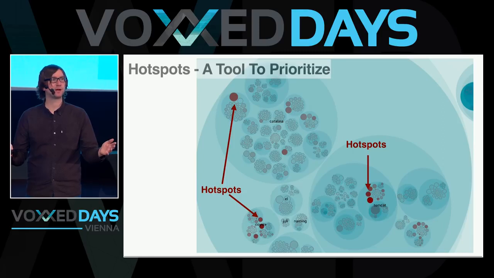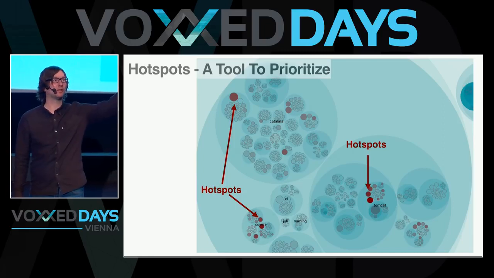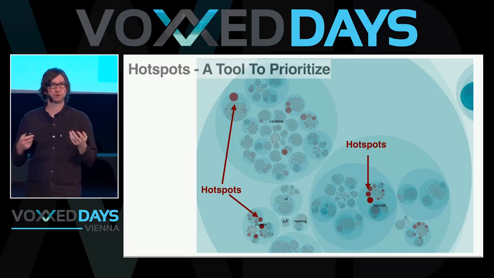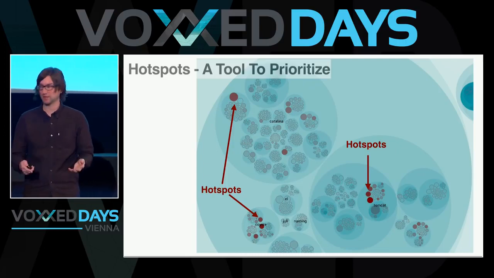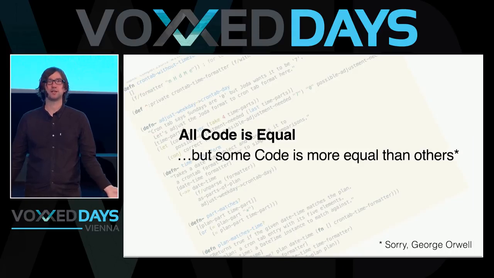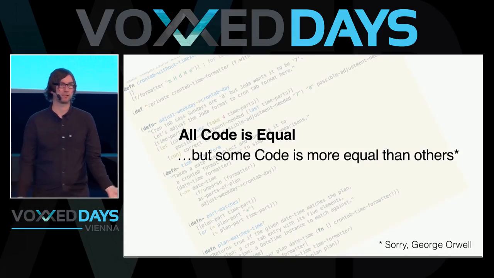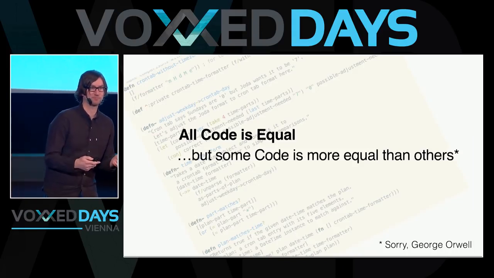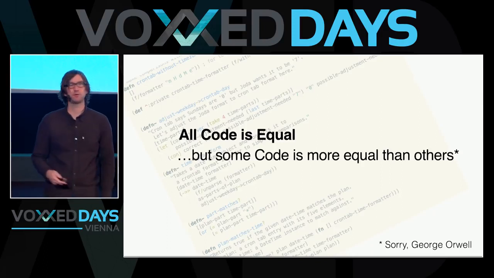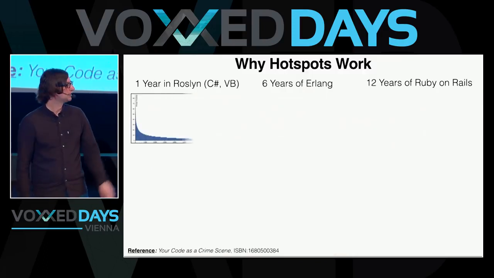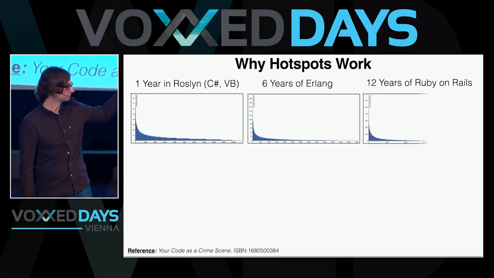So, how many of you have read any work by George Orwell? Yeah, cool. So those of you who have read George Orwell might remember that he once said that all code is equal, but some code is more equal than others. Now, what do I mean by this? Well, have a look at the following graphs.